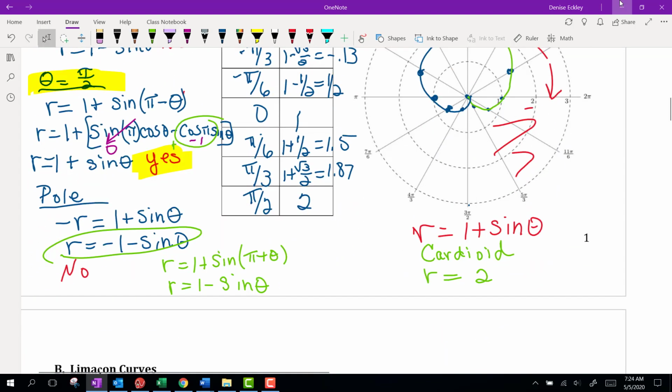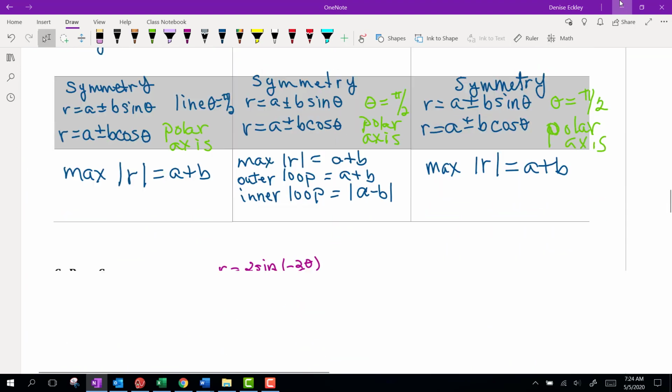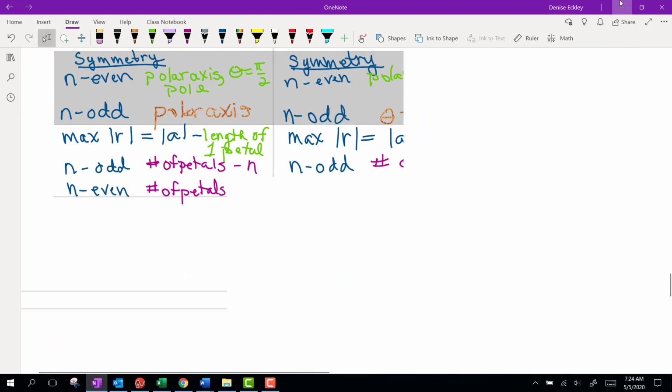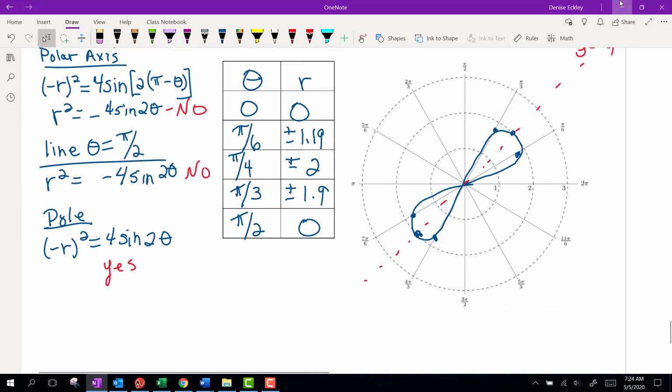So those are our polar graphs. We have our limaçons, we have our rose curves, and then we have a couple special ones. We have our spiral of Archimedes, and then our lemniscate.